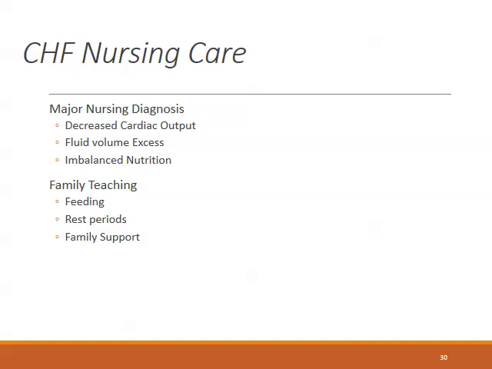Now, nursing care. Major nursing diagnoses for this would be decreased cardiac output, fluid volume excess, and imbalanced nutrition. Family teaching: you're going to have to teach them about the feedings. They're not going to be able to feed them a lot at once, or they're going to get worn out. They have to feed them, they need rest periods, and basically family support during this time.